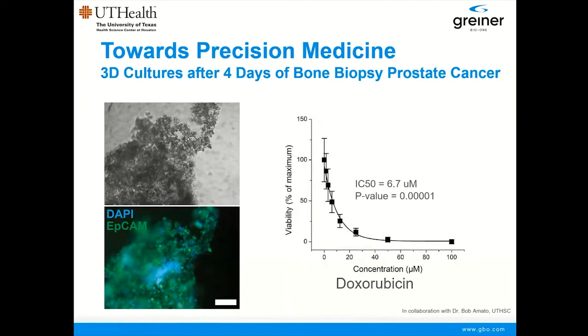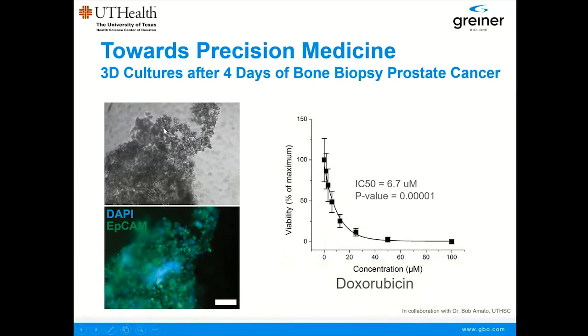From that small sample, we broke it apart, we magnetized it, reassembled, and in 72 hours from the biopsy, we're able to show a dose dependence curve for doxorubicin. And of course, this tumor is supposed to be EpCAM positive, and it was EpCAM positive. We put it back on the magnet, and we stained.